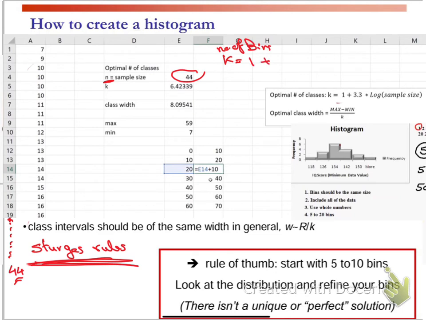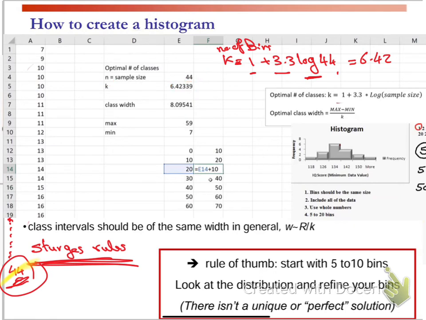equals 1 plus 3.3 times log n, where n is 44 here. If we calculate on the calculator, 1 plus 3.3, and then we have a log key on the calculator, log 44, we get the result 6.4. Here, because the example was using Excel, it is calculated automatically, where n is 44. This formula shows how to calculate k using Excel. The answer was 6.42, which is the same as our answer.